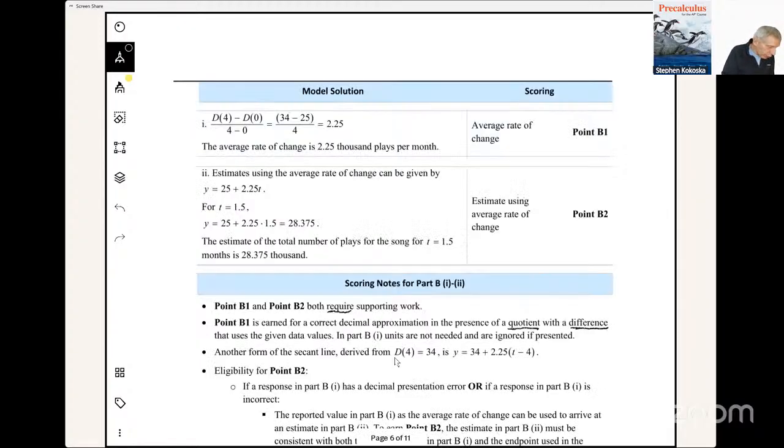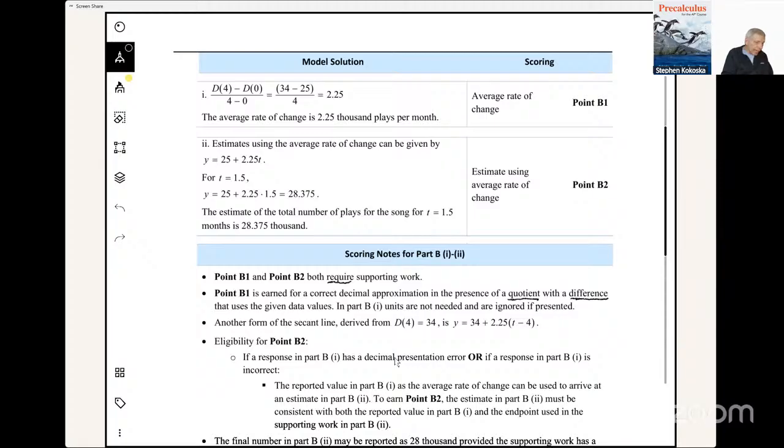Here's the model solution up at the top. 1 point for the average rate of change and 1 point for that estimate. What is the estimate at t equal to 1.5? That seems very reasonable, seems logical. This is interesting here, that in the scoring of this problem, both of these points do require some supporting work. In other words, we can't just see 2.25 and 28.375 on the paper. The student will not receive full credit for that. Those are sometimes called bald answers, answers in which there is supporting work that is expected.